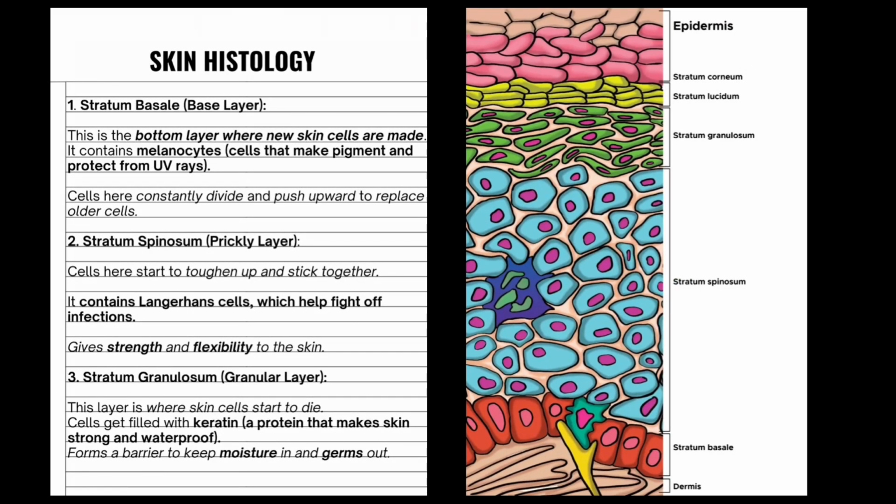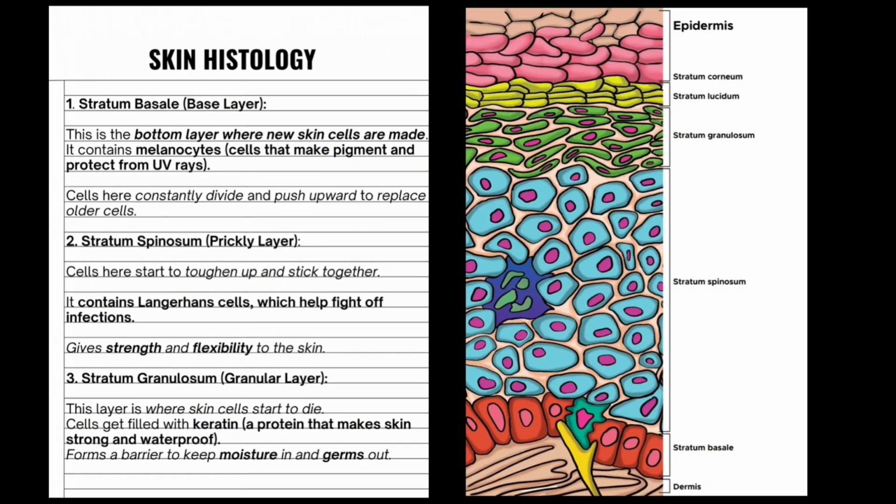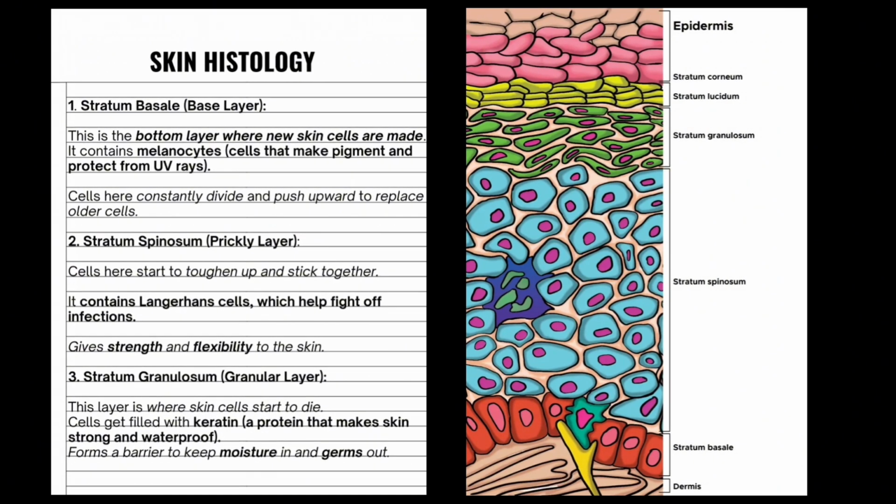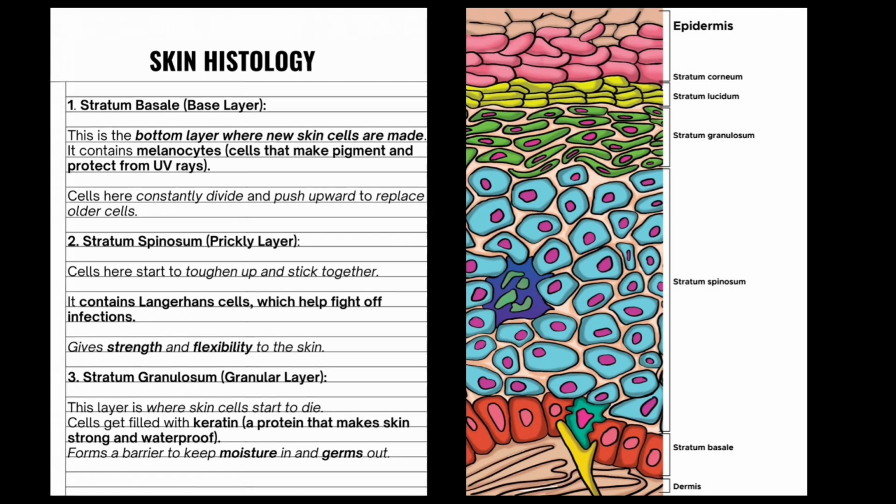The stratum basal is the base layer. This is the bottom layer where new skin cells are made. It contains melanocytes. Melanocytes are cells that make pigment and protect from UV rays. Cells here constantly divide and push upward to replace older cells.